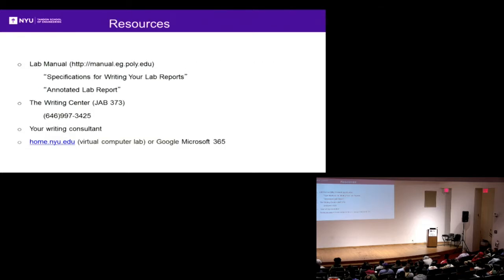Okay. Now, these are some resources that are available to assist you. Obviously, specifications for writing your lab reports, the annotated lab reports on eg.poly.edu, the Writing Center, which I just mentioned at JAB 373. Your writing consultant in your classes is obviously available to help you during recitation, and you can certainly send an email to your writing consultant and say, can we meet before class, or can we meet after class, or can we meet at some other time to talk about my lab report and my performance. So feel free to avail yourself of your writing consultant and get some additional time with your writing consultant.